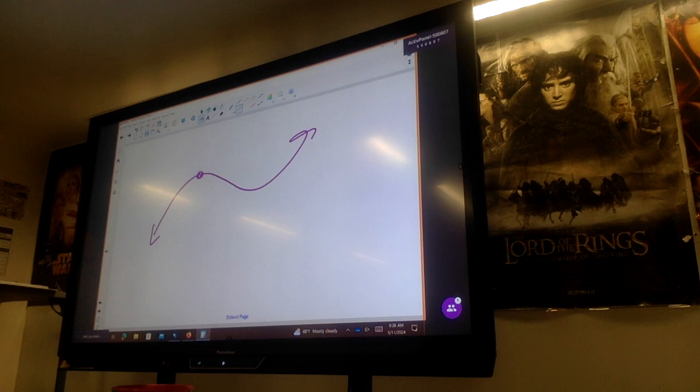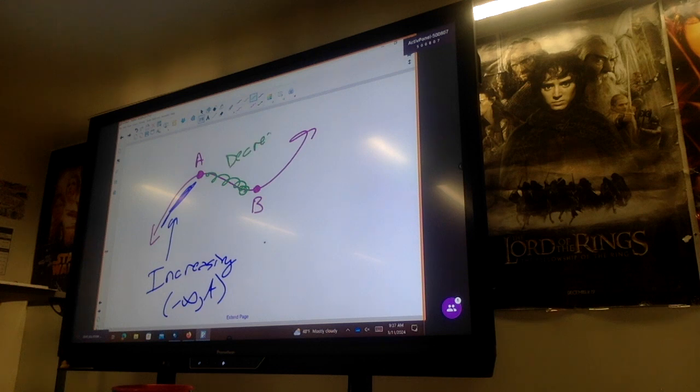and I keep going with this type of situation. Let's call this point A, let's call this point B. So this point right here, we are increasing from negative infinity until A. Okay? From here to here, from A to B, we are decreasing. And then right over here, we are increasing again, and that goes from B to infinity.